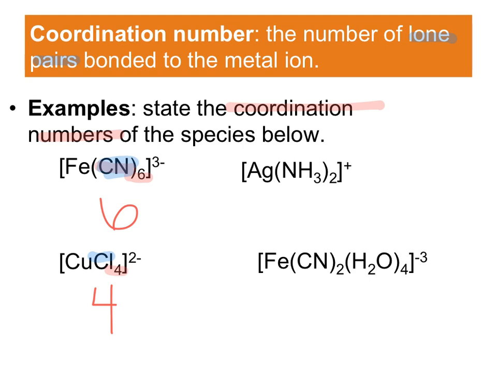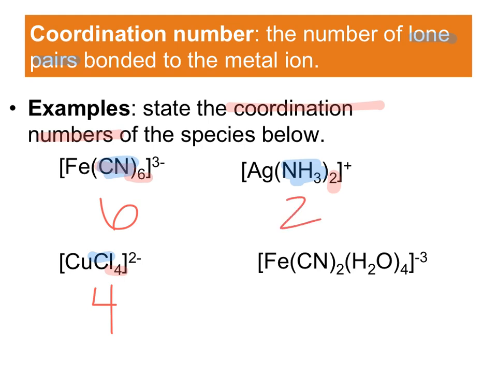Now let's look at silver attached to ammonia. The NH3, the ammonia, would be our ligand, our electron-rich substance that's attached to the transition metal. Notice that the 3 on the H is part of that compound. NH3 is the ligand. So when we ask how many ammonias, I'm only looking at the 2, the subscript on the outside of the parentheses. So there would be 2 ammonias attached to silver, and therefore the coordination number is 2.